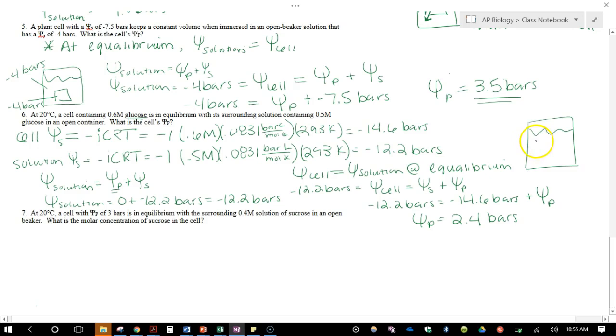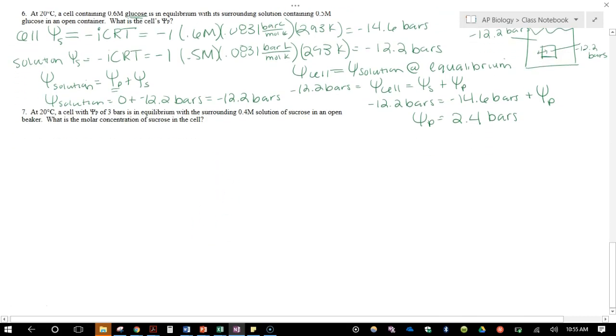So if my solution is negative 12.2 bars, and if only based on the solute potential, my cell would be negative 14.6 bars, which means that water would flow from the solution into the cell. Because this was at equilibrium, you need to have some pressure keeping some of that water out. That pressure, when added to the solute potential, also makes my cell negative 12.2 bars for total water potential, which should keep us at equilibrium. Okay, no net movement.